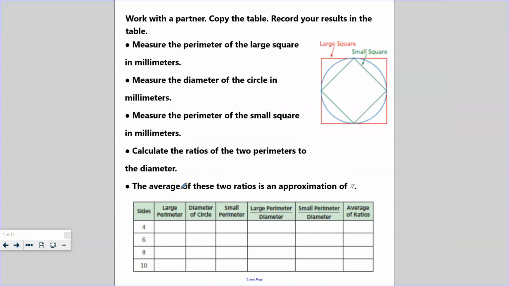All right, so it says work with a partner, but obviously you're by yourself, so we'll cross that out. You can go do this together or push pause and try to figure these out on your own. So it says measure the perimeter of the large square in millimeters, right? So we'd have to measure that out. Unfortunately, you know what? I'm actually going to take this slide out right now.